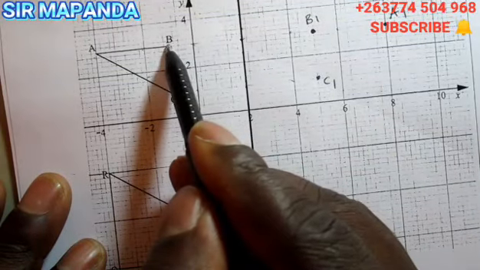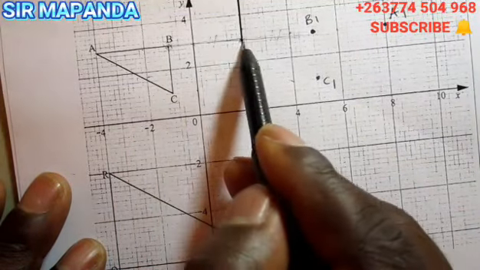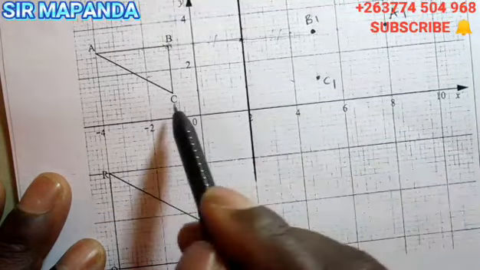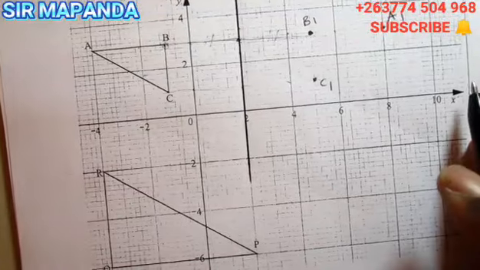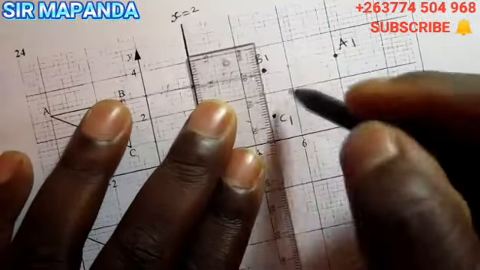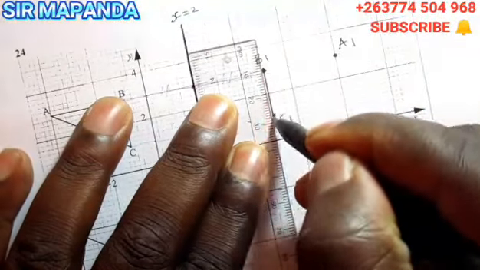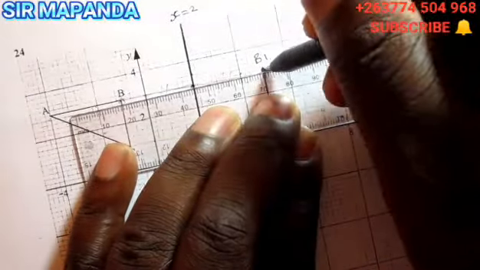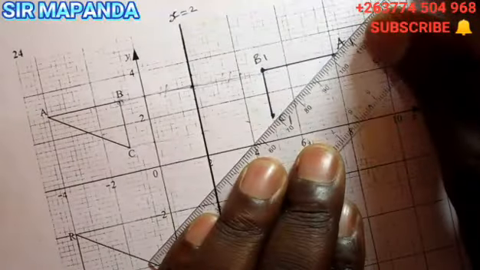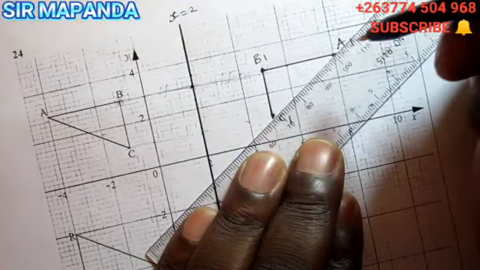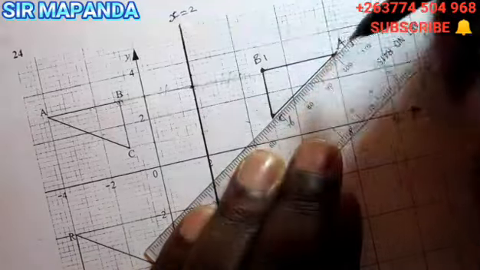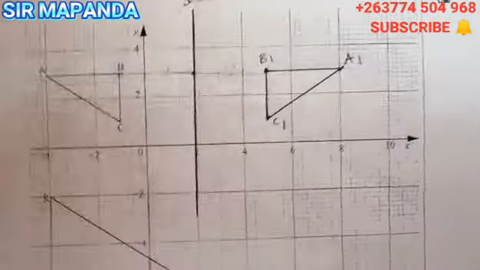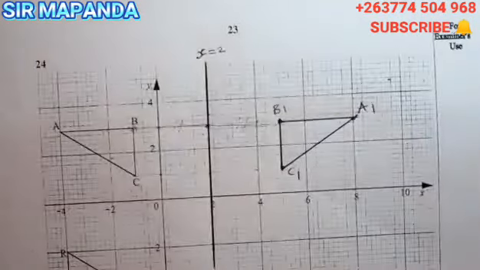So the concept is the distance from B to the middle line must be equal to the distance from the middle line to the image of B. Same applies with C. So I'm now connecting the points. So B1 and C1. Then I connect B1 and A1. Then I connect C1 and A1. Then this is your final answer. You got 2 marks for that.